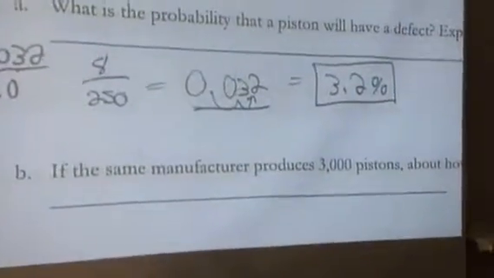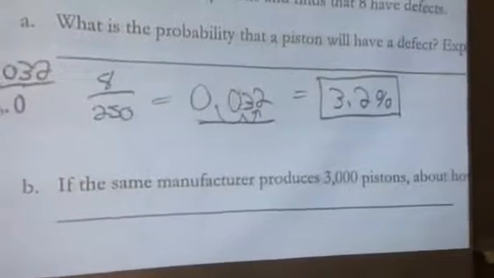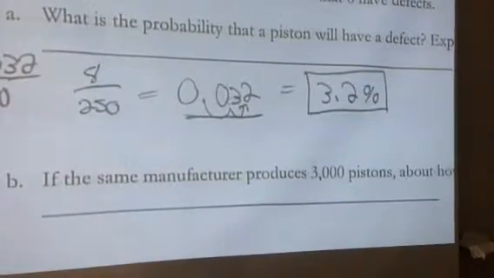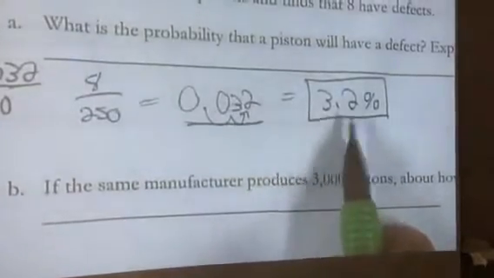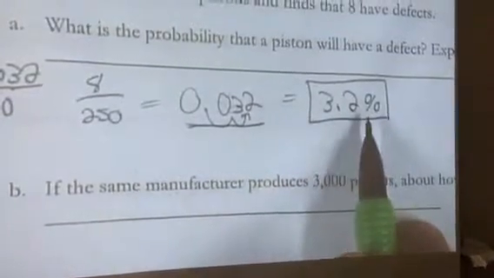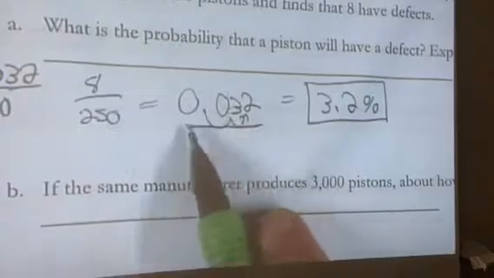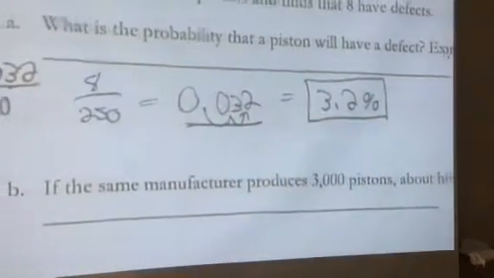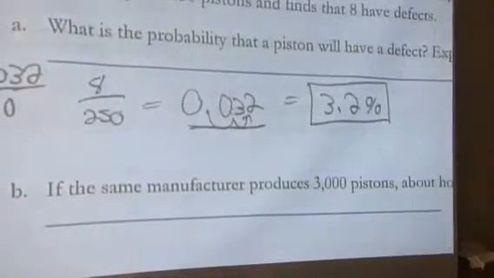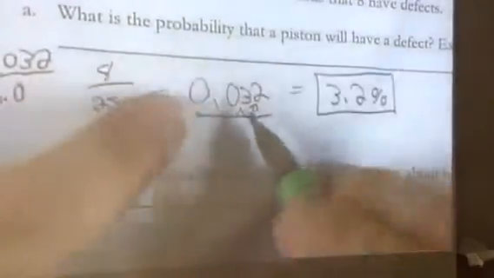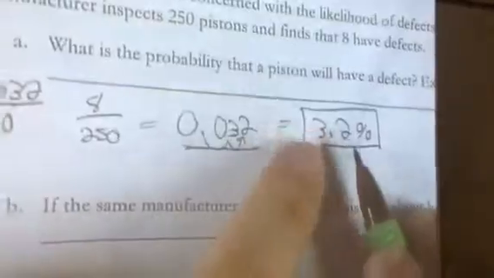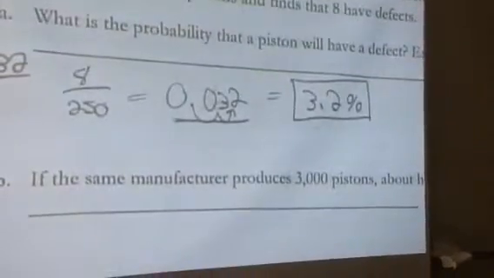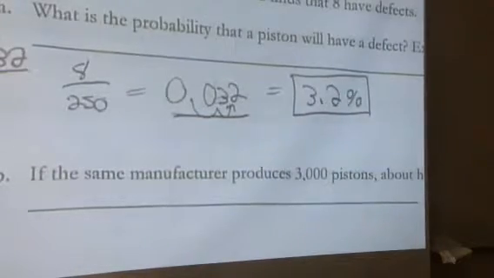Now part B says if the same manufacturer produces 3,000 pistons, about how many will likely have defects? Well, what we figured out is that there is a 3 2/10% chance, or that's 0 and 32 thousandths. 0 and 32 thousandths is the experimental probability, and 3 2/10% is that number as a percent. Sorry, I said that incorrectly. So if the same manufacturer produces 3,000 pistons, about how many will likely have defects?